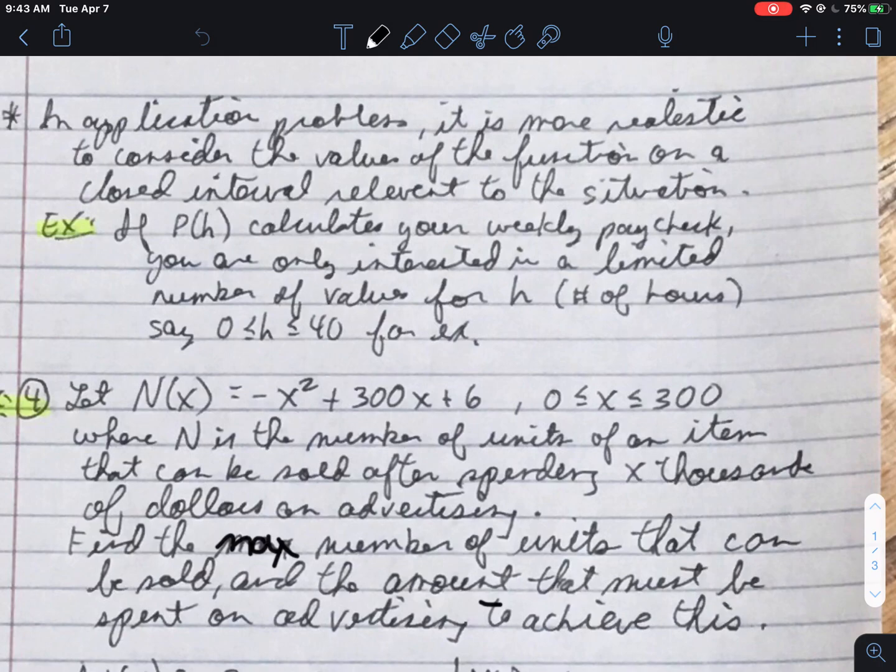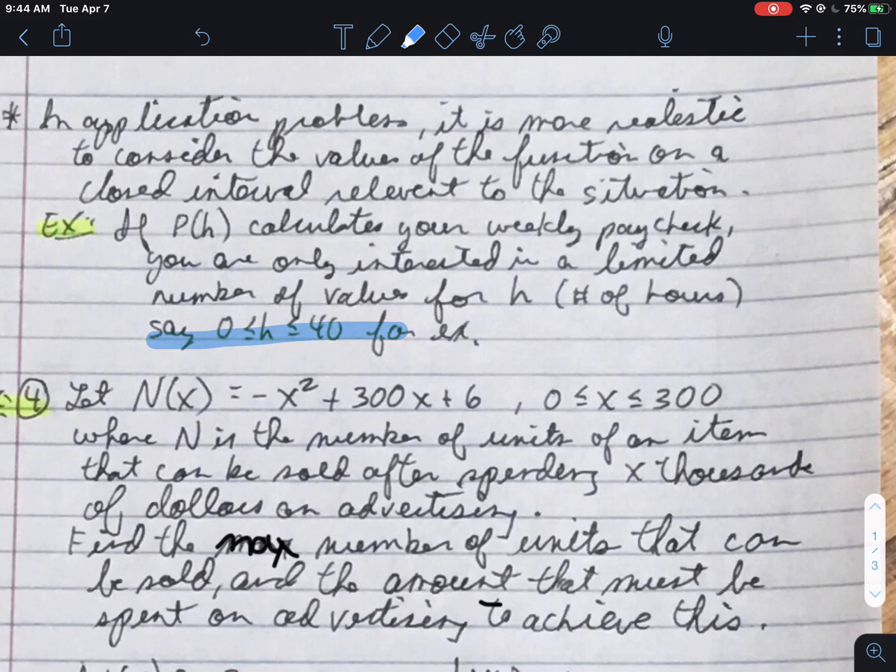But it's the same idea. Right? So I'm still just looking at the function over a portion of its domain. For example, if you're calculating your weekly paycheck, so I have this function P of H. I'm only interested in certain values of H. If we let H be the number of hours, I'm only interested in hours that I could possibly work during the week. So maybe something between 0 and 40 or whatever would be applicable to a specific situation, right?